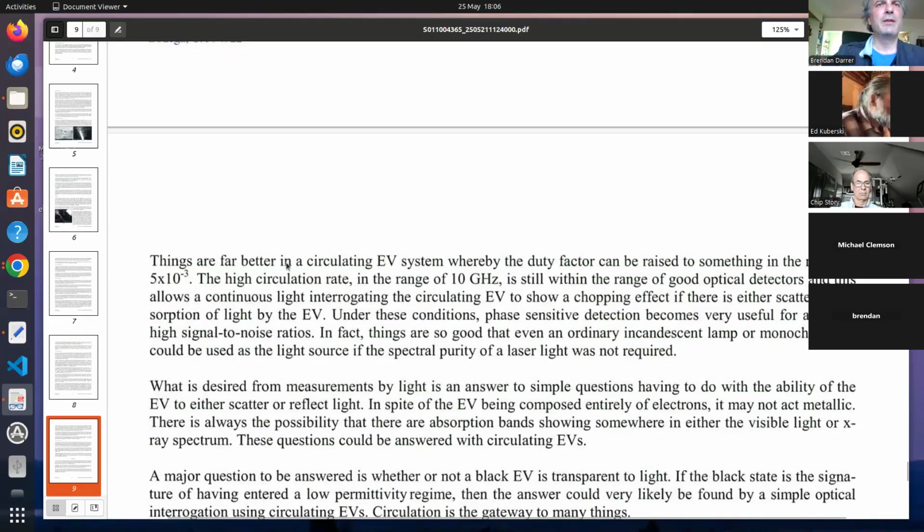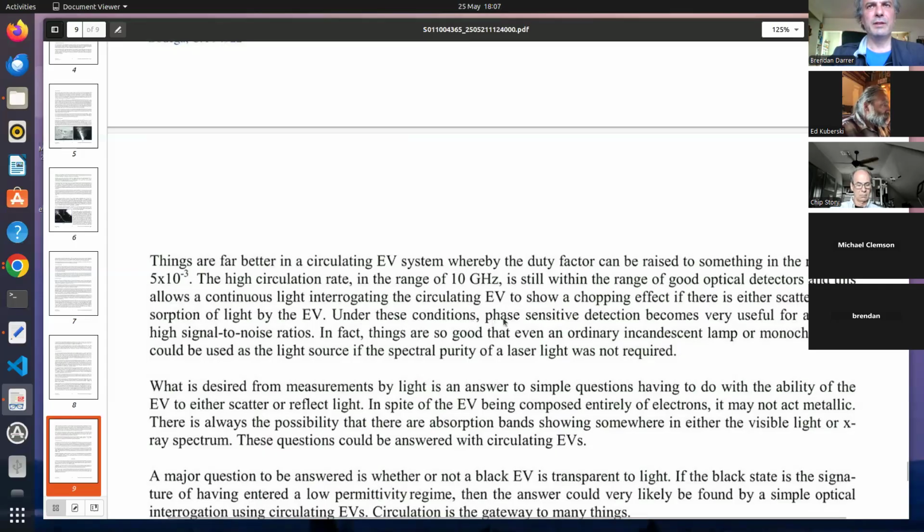Things are far better in the circulating EV system, whereby the duty factor can be raised to something in the range of 5 times 10 to the minus 3. The high circulation rate in the range of 10 gigahertz is still within the range of good optical detectors. This allows a continuous light interrogating the circulating EV to show a chopping effect if there is either scatter or absorption of light by the EV.